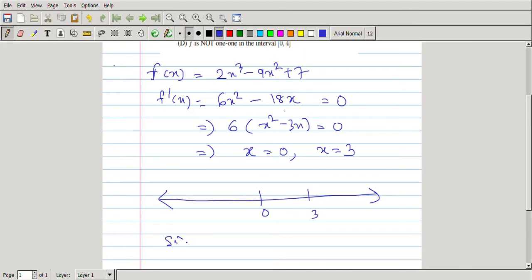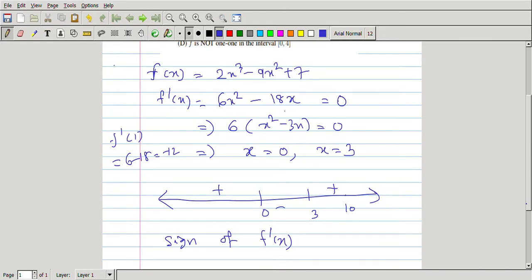Now this is the sign of f prime x. Let's take a point here. If we take, say, minus 1, then we can check that the derivative at minus 1 is 6 plus 18, so 24, which is positive, so this is plus. Then from 0 to 3, let's take 1. So f prime 1 equals 6 minus 18, which is minus 12, which is negative. Then we can take some point here. Let's say we take 10, and we can check that f prime is positive.